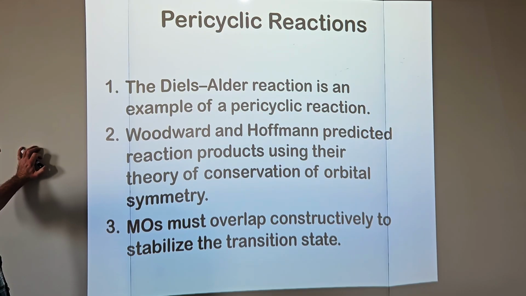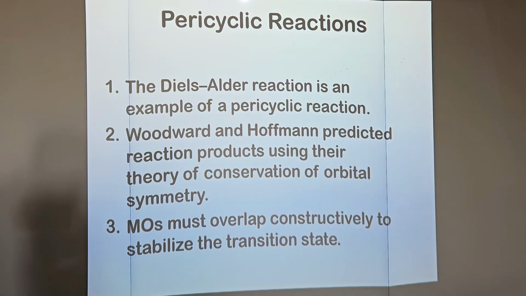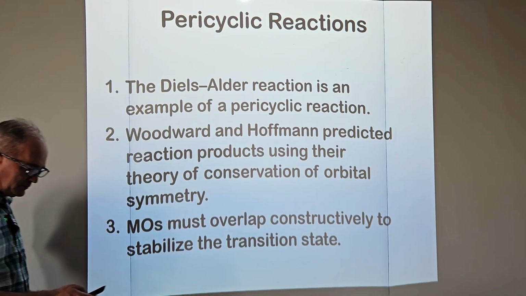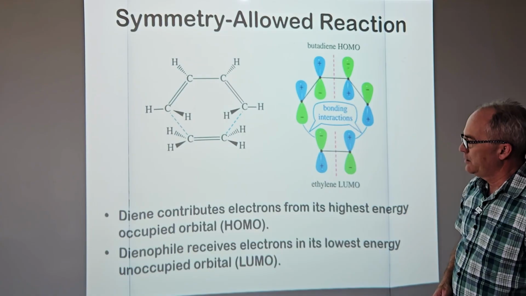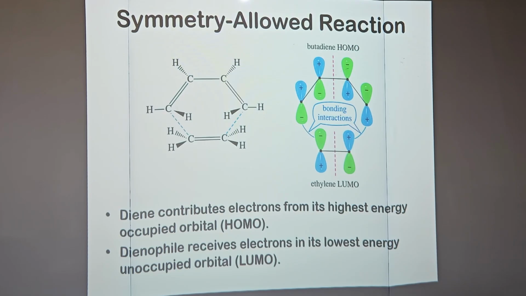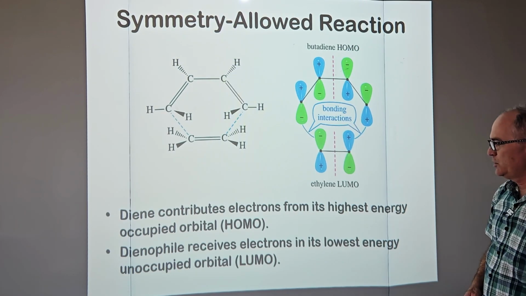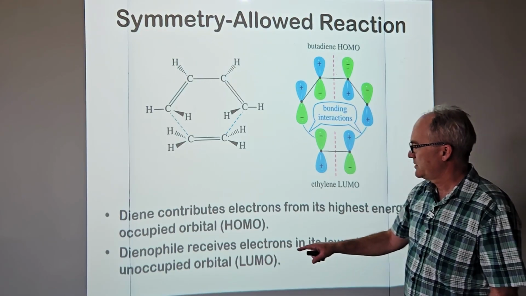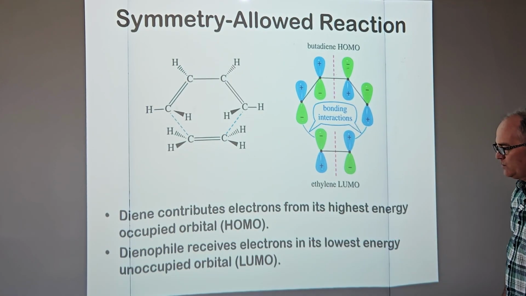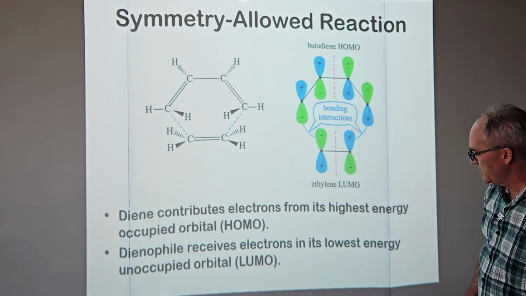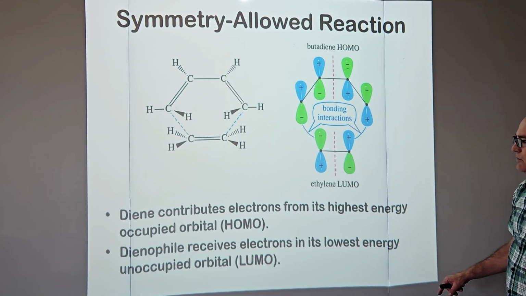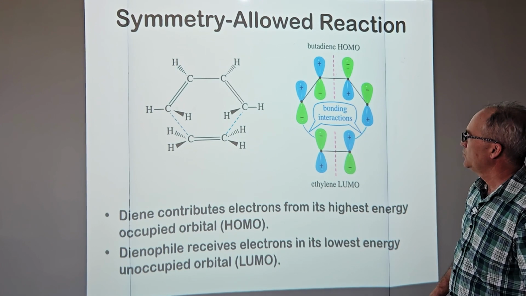The Diels-Alder reaction is an example of a pericyclic reaction. Woodward and Hoffmann predicted reaction products using their theory of conservation of orbital symmetry. Molecular orbitals must overlap constructively to stabilize the transition state. The diene contributes electrons from its highest energy occupied orbital, which we abbreviate HOMO. The dienophile receives electrons in its lowest energy unoccupied orbital, called the LUMO.